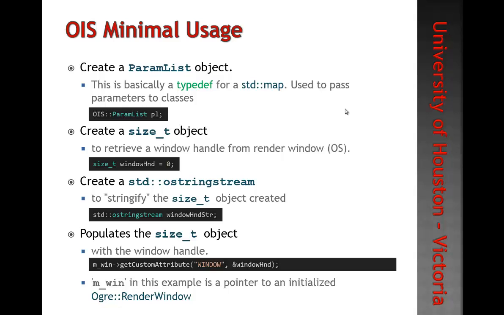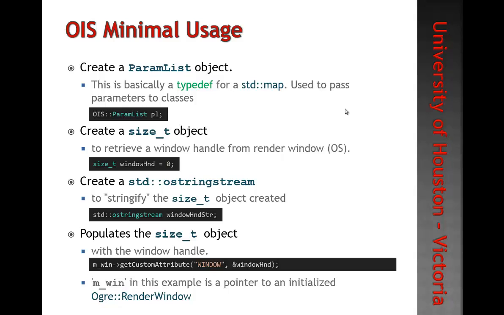So there are several steps that we will have to take, and I'll show you in code how this will be implemented. So the first thing is we will create a so-called parameter list, or a param list, in the OIS. And it's basically a typedef that takes in a map, and it's used to create a parameter classes for our input system. We will also use a sort of numerical value of the type size underscore t, which is used by our operating system to render, or rather to get the window handler for each window that the operating system renders.